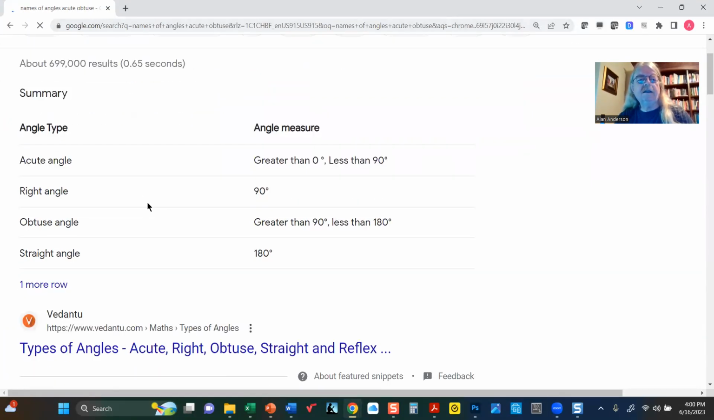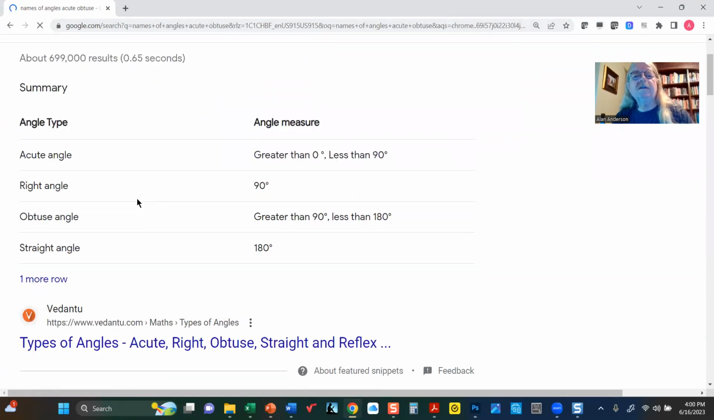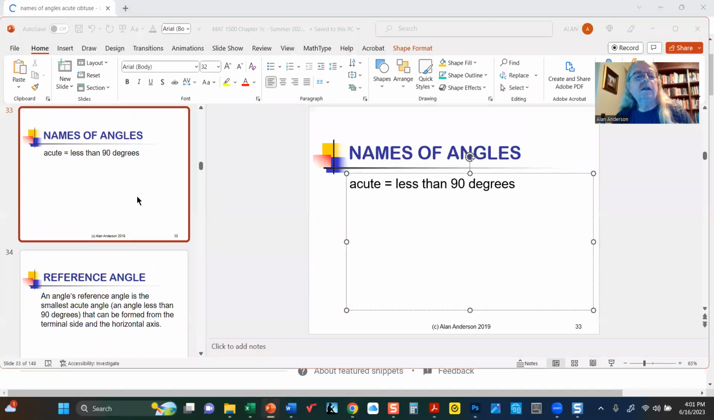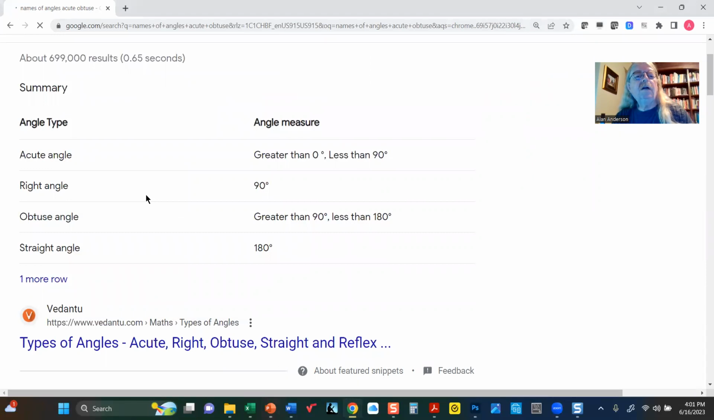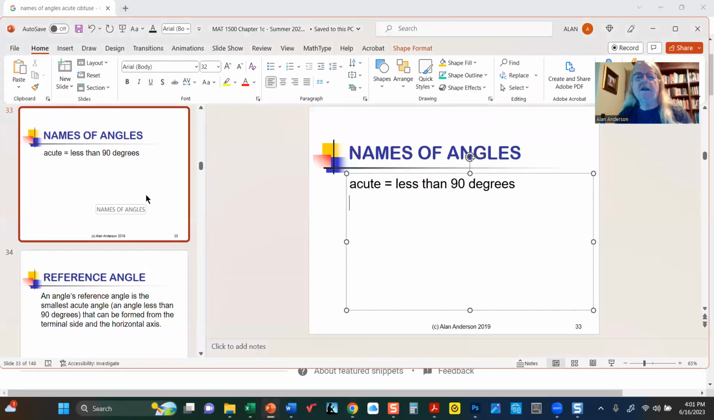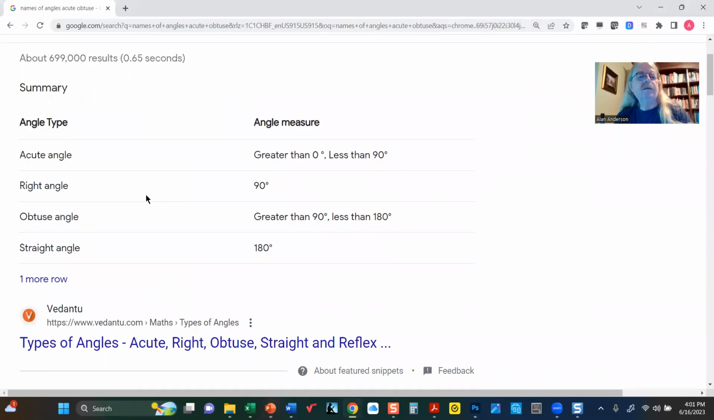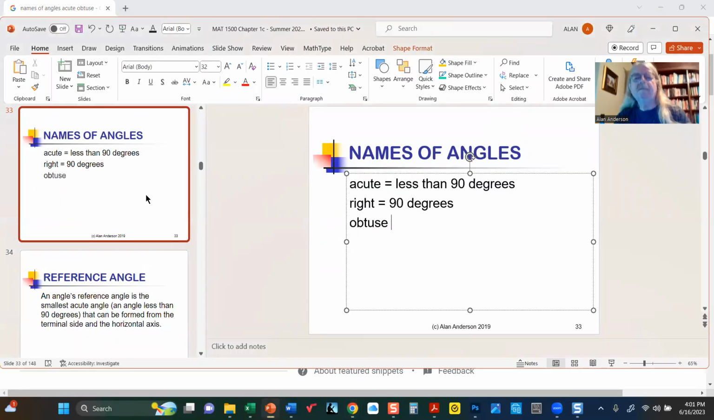Here it is. All right, great. Acute is less than 90. Oh, 90 exactly is a right angle, of course. Obtuse is more than 90, less than 180.